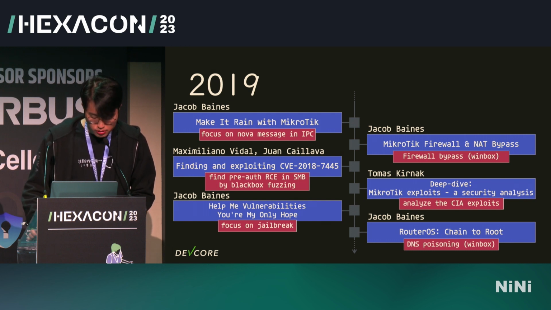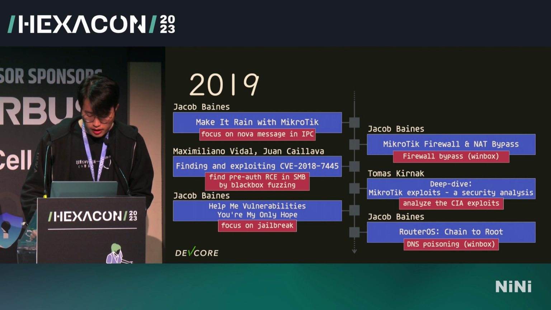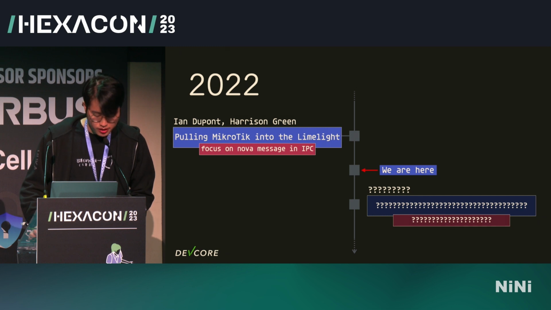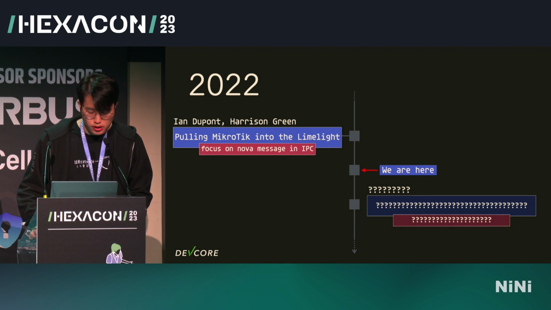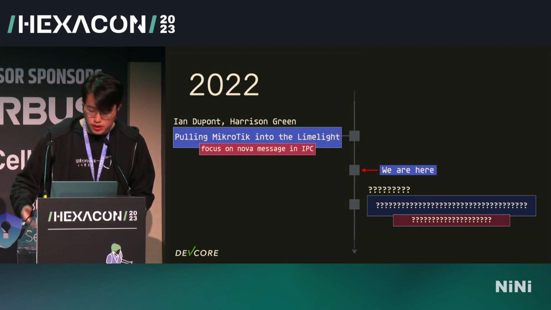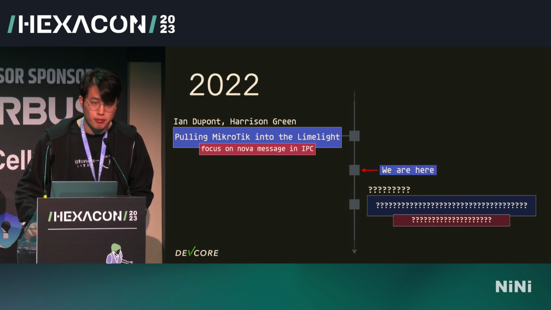And the last one, RouterOS chain to root. It's about chaining DNS poisoning and a downgrade attack to get a shell. And last year, 2022, "Pulling MikroTik into the Limelight" talked about the Nova message and disclosed a post-auth vulnerability in www that can be used to jailbreak. They released a tool to help researchers quickly get a shell. We also modified this version because it's based on AMD64. We modified it to MIPS to get a shell for ourselves for further debugging.